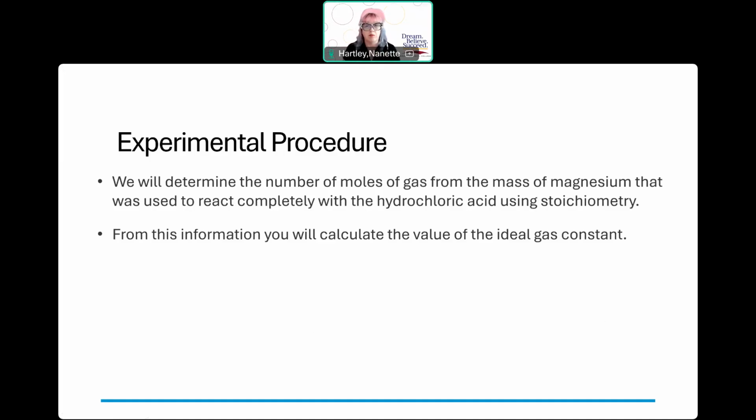We will determine the number of moles of gas from the mass of magnesium that was used to react completely with the hydrochloric acid using stoichiometry. From this information, you'll calculate the value of the ideal gas constant. So what we're doing here, we talked about limiting reagent, right? And so the limiting reagent is the one that we have less of. And so that can be used to help us determine what happens. Because all of that is going to get used up, right?